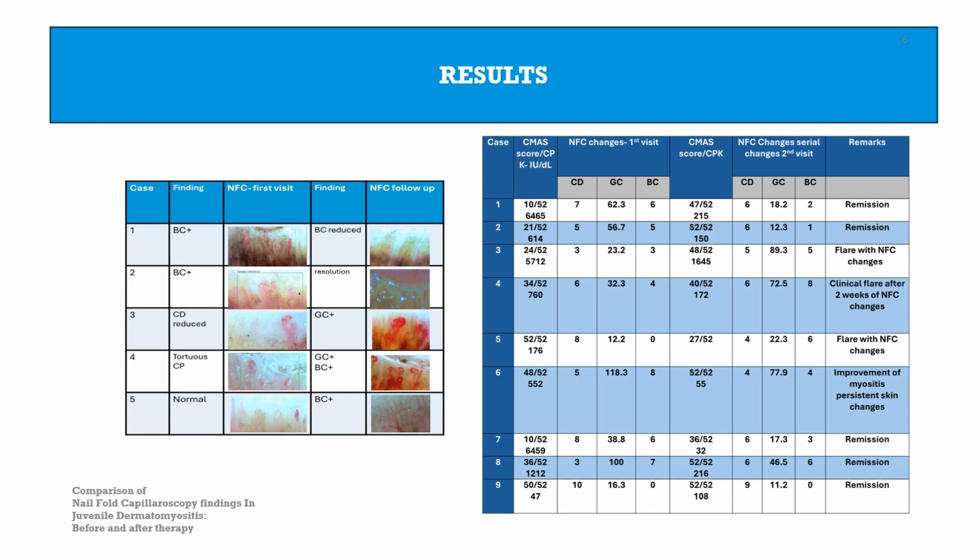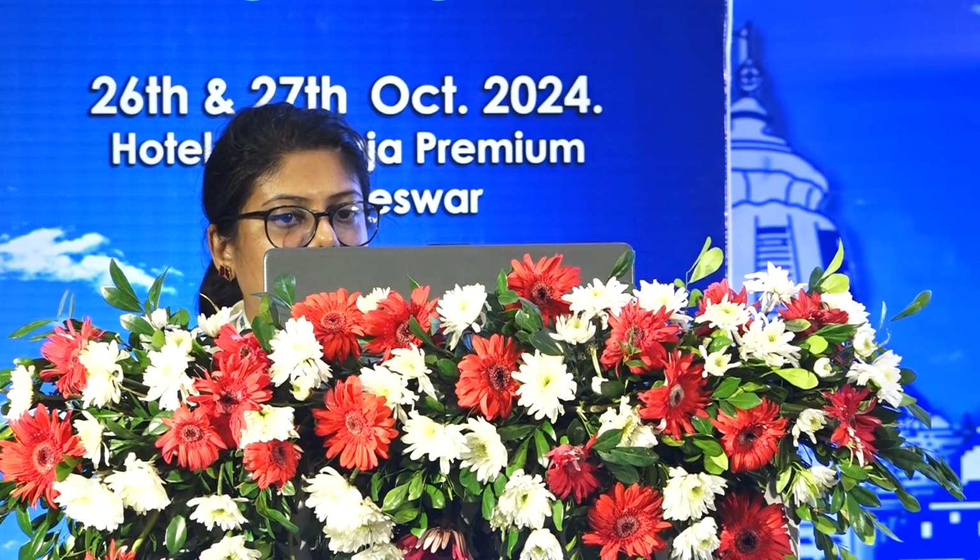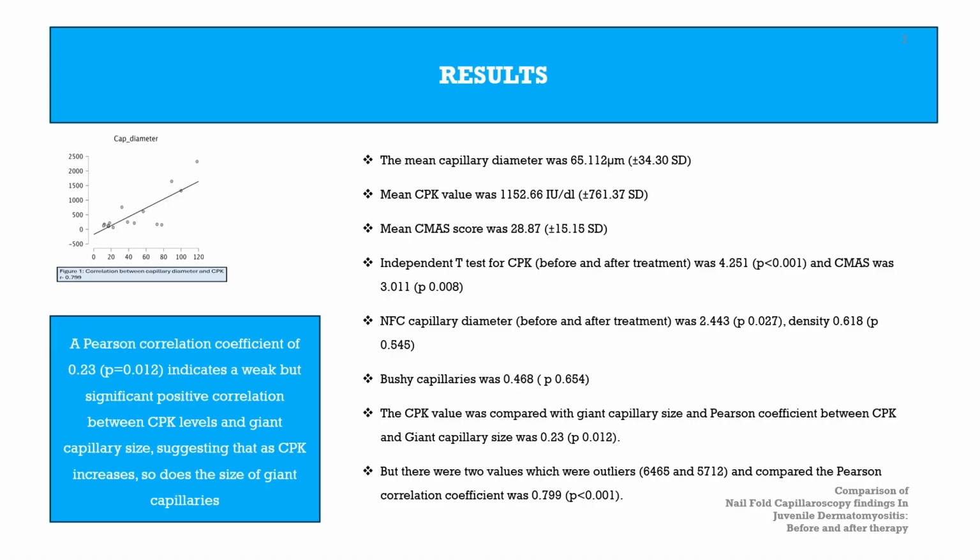As we can see in this table, in children who have attained remission, as also evidenced by an improvement in the CMAS score, there is a decrease in the size of the giant capillaries. And also, surprisingly, 2 children who had an increase in giant capillary size without any clinical flare proceeded to have a flare around 1 to 2 weeks later. The mean capillary diameter was 65 micrometer, and mean CPK value was 1,152.